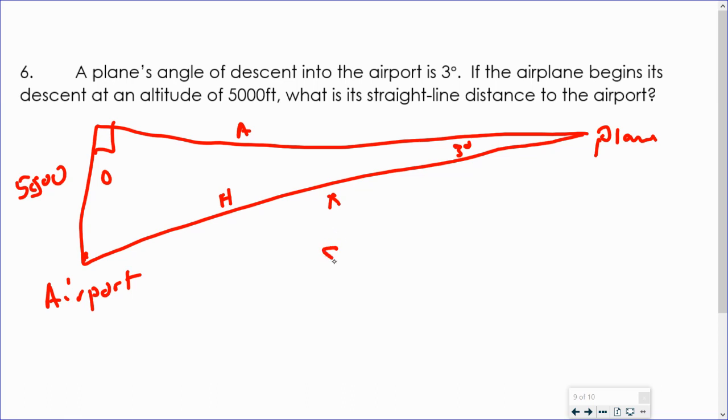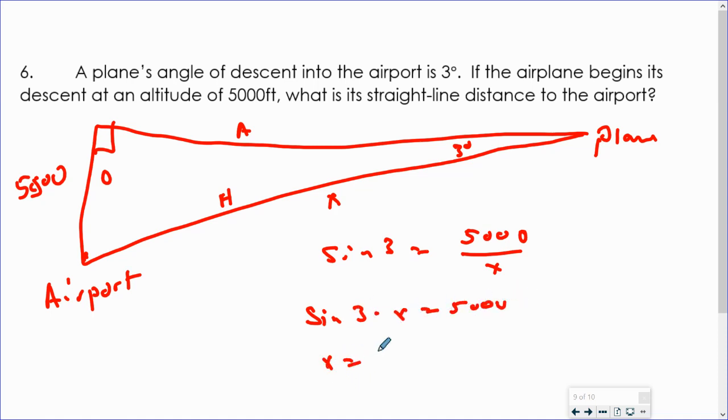So that would be the sine of 3 is equal to 5,000 divided by x. The sine of 3 times x is equal to 5,000. X is equal to 5,000 divided by the sine of 3. So 5,000 divided by the sine of 3 degrees is equal to 9,536.6 feet.